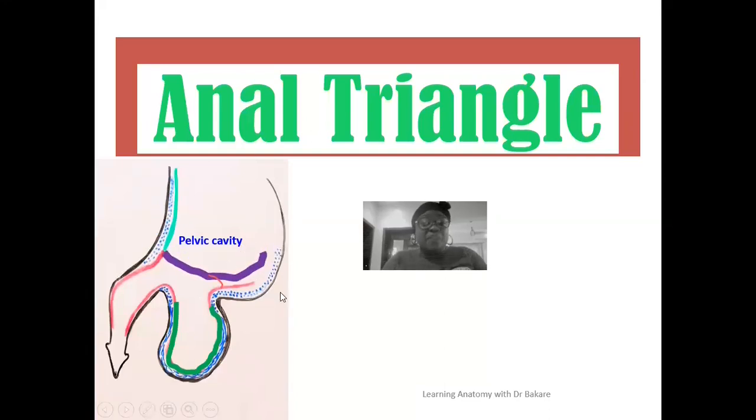While inferior to the pelvic floor, the pelvic diaphragm, is where we have a space that is referred to as the perineum. This perineum is further subdivided into two triangular spaces. This demarcation is created using this alignment here that is highlighted in dotted blue. At the anterior side here, we have the anteriorly placed urogenital triangle.